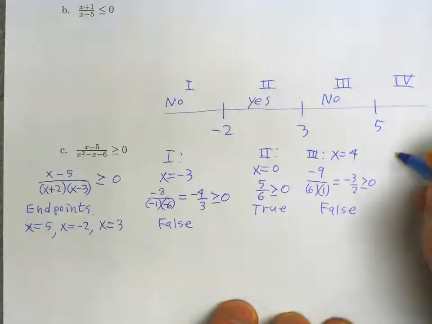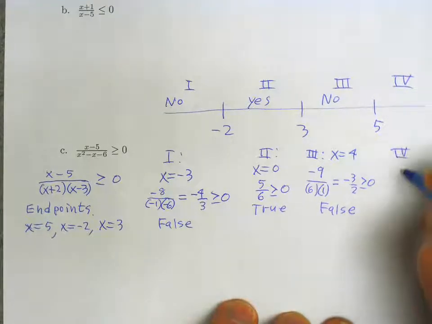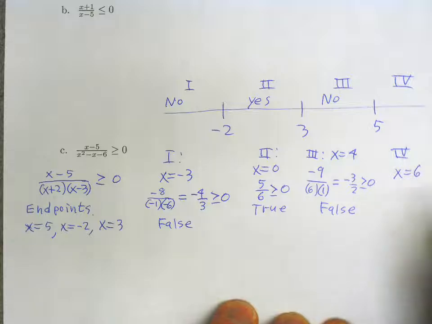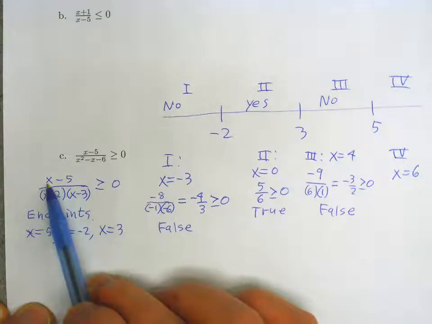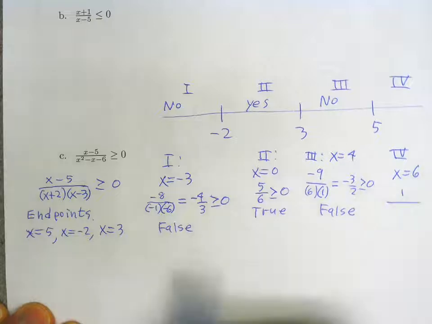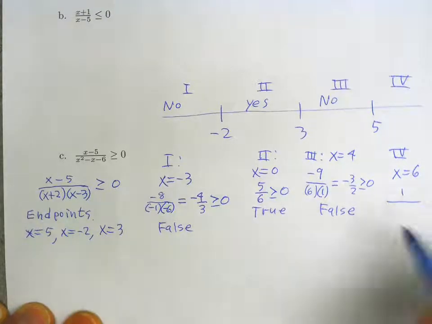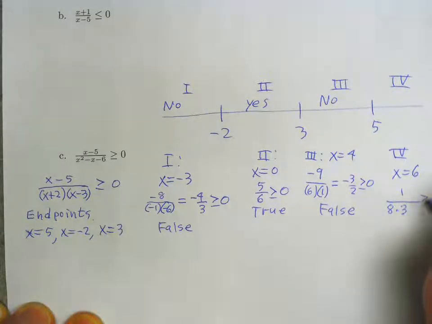And then finally, in the fourth interval, I'll pick x to be 6. And I'll use the factored form again. In the numerator, 6 minus 5 is 1. In the denominator, 6 plus 2 is 8, times 6 minus 3, which is times 3. And 1/24 greater than or equal to 0. This is true.